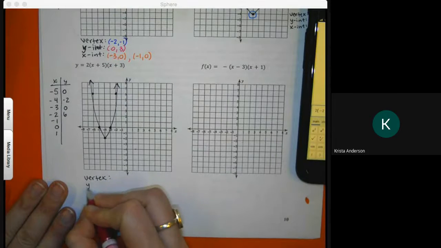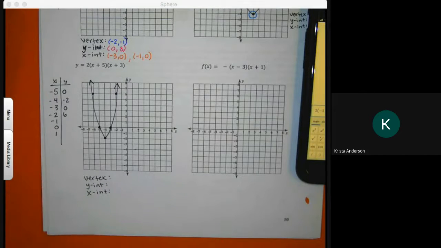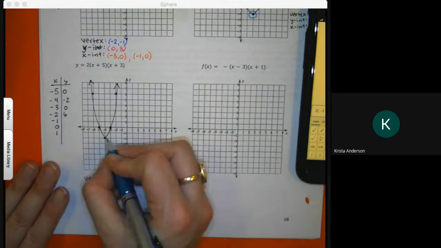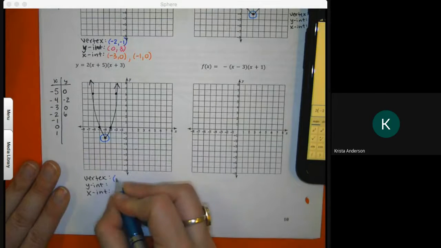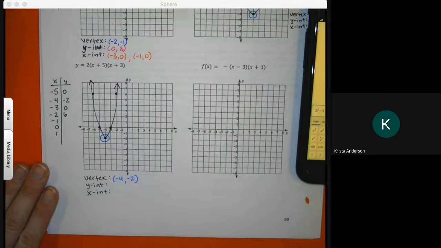Vertex, y-intercept, x-intercept. Where's the vertex? -4, -2. Y-intercept. Is it on my graph? Does not fit on my graph.